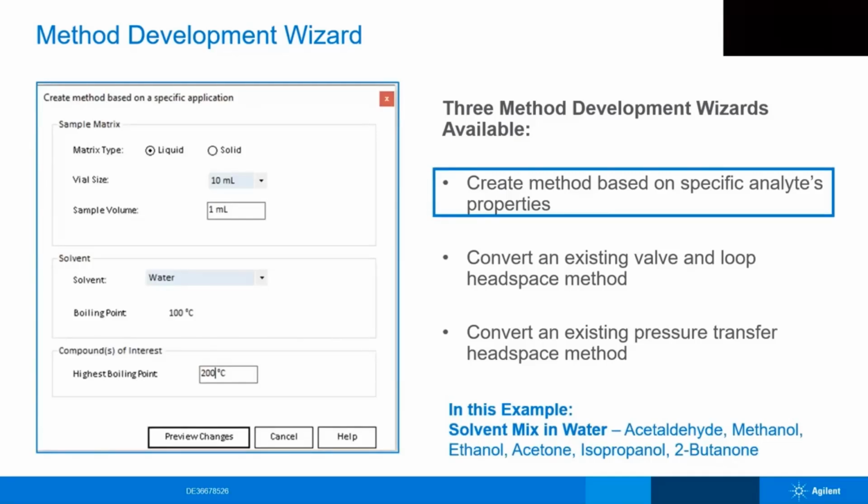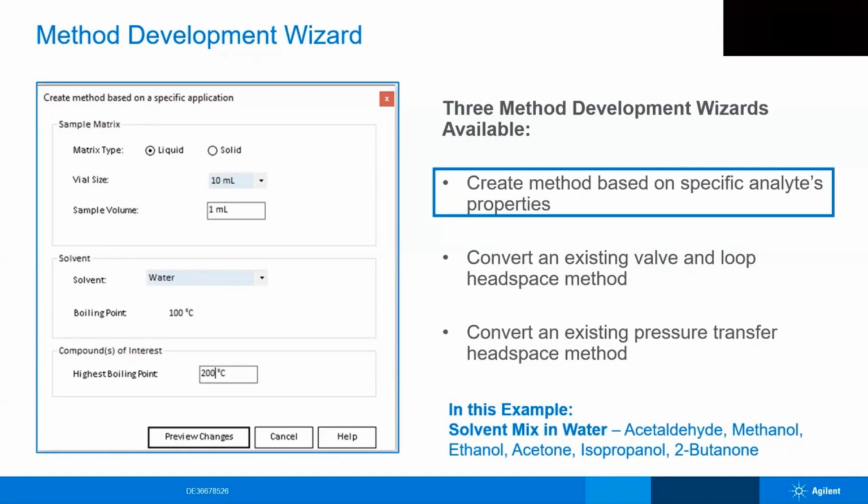And so the example here is based on creating a method on a specific application. So in this case, we've entered information that we are going to run a liquid sample. We are going to use a 10 milliliter vial, and that our sample volume, or the volume of our sample loop, is 1 milliliter. And for other properties, we're going to look at our sample in water. So water tends to be one of the more common Headspace solvents. And of course, that has a boiling point of 100 degrees centigrade.